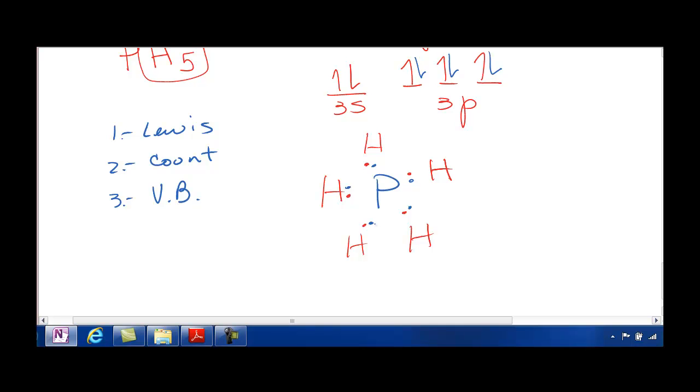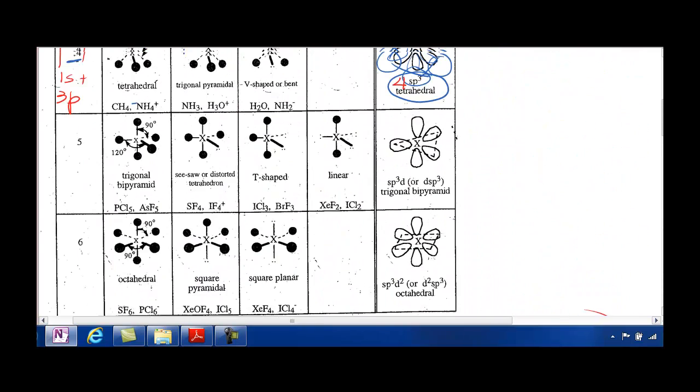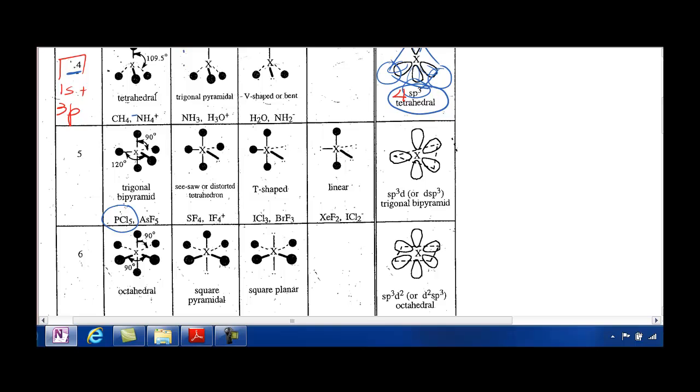Okay, so I'm doing Lewis. Nobody has a problem with Lewis, correct? And how many bonds do I have? 5 bonds. So I'm going to have P here. PCl5, PH5, PF5, they're all the same. PH5. I'm going to have my phosphorus in the middle, H, H, H. 1 H above the plane, 1 below, and 3 more in the triangle plane.